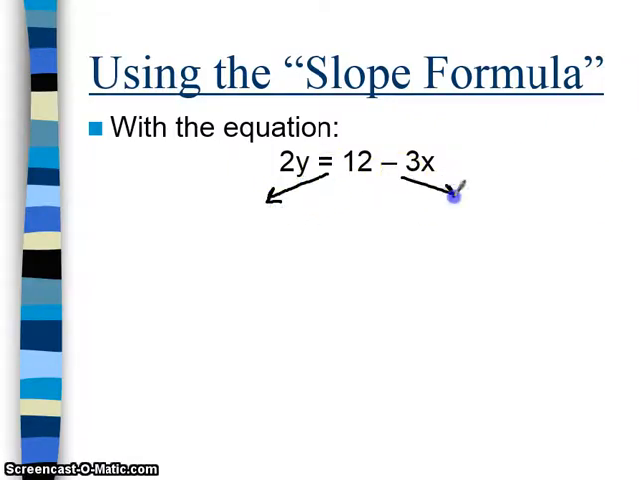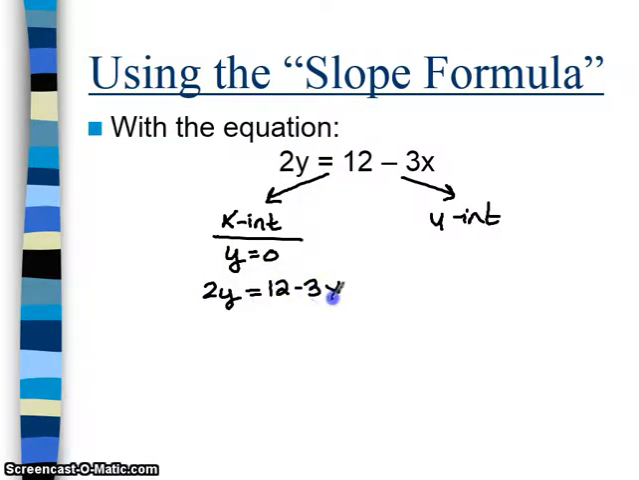So we can figure out the x-intercept and the y-intercept, and then use those 2 points to figure out the slope. So for our x-intercept, we know that y equals 0, so we're going to substitute 0 for y. So here's our equation. 2y is equal to 12 minus 3x. We're going to substitute 0 for y, so we have 2 times 0 equals 12 minus 3x. 2 times 0 is 0, but I need to put the 0 there since that's the only number on the left side of the equal sign. So we have 0 equals 12 minus 3x.